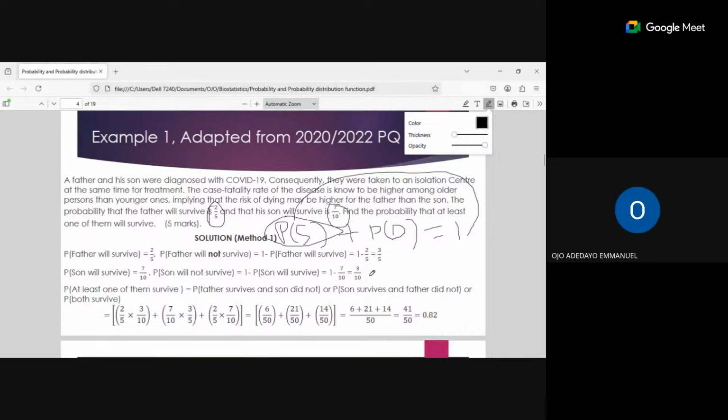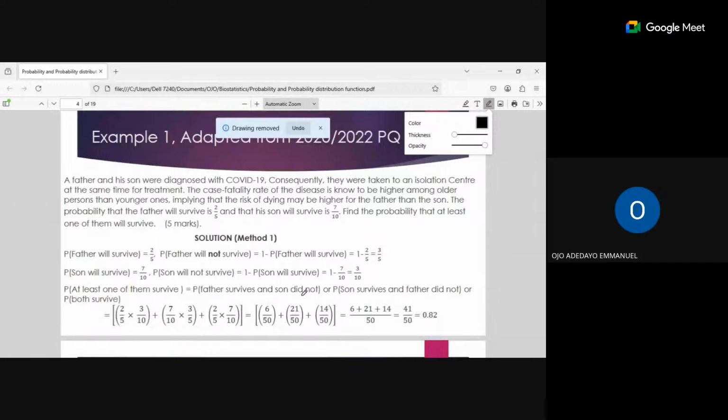So we have this. Now, let us go back to the question. What is now our question? The question now is, what is the probability that at least one of them will survive? That is, out of these two, one will survive. Anytime you are hearing the word at least, that means that 2 of them cannot die. 1 has to survive, but the 2 of them can survive, but at least 1 must survive. Now, if you are hearing that, that means that it's either father will survive, son will not survive, but one person survives. At least 1 will survive.